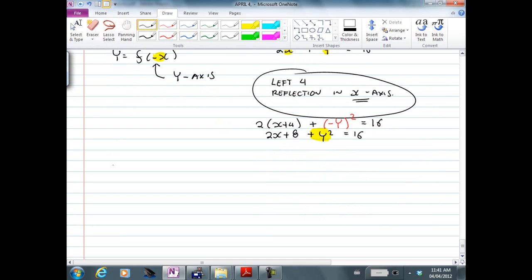What if I give you negative x squared minus y squared equals to 14? I want down 3. Reflection in y-axis. Down 3. Reflection in y-axis.